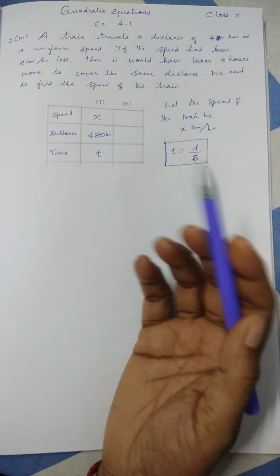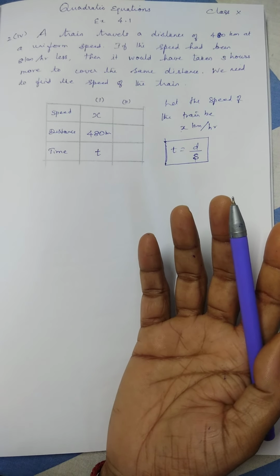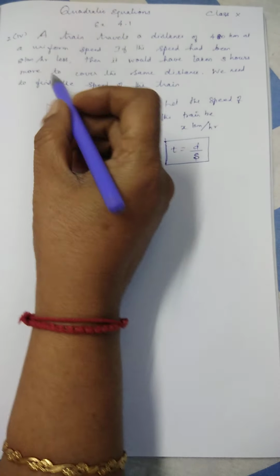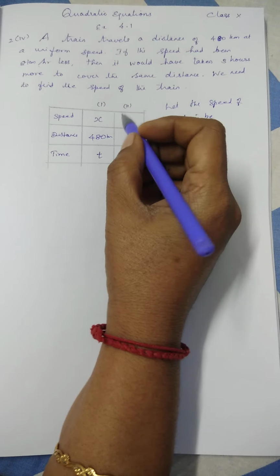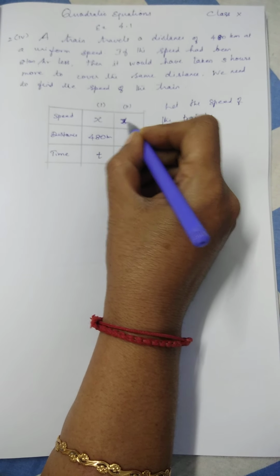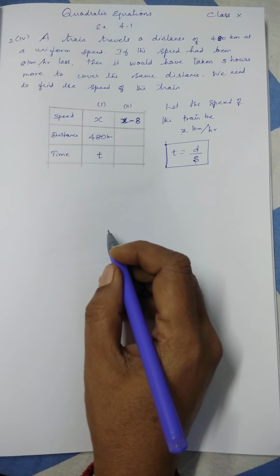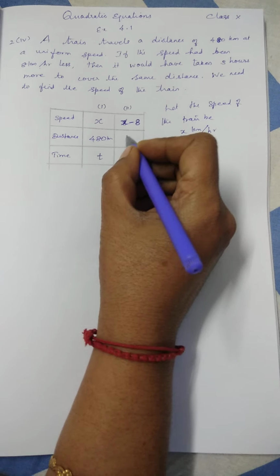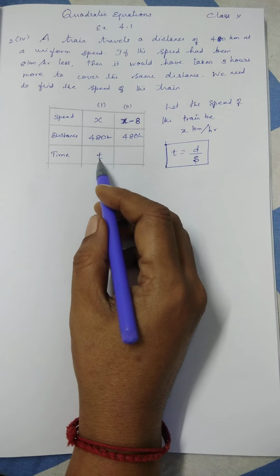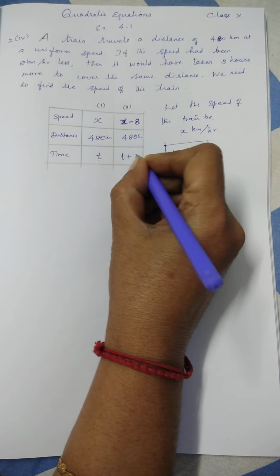What happens in the second case, if the speed is reduced? Now the speed is less by 8 km per hour, so let me write down x minus 8. But it is traveling the same distance, so it is 480 km. And what about the time? The time is 3 hours more, so let me write down t plus 3.